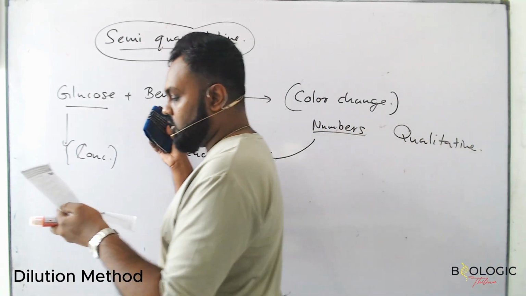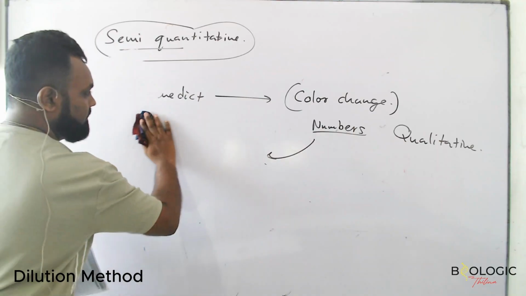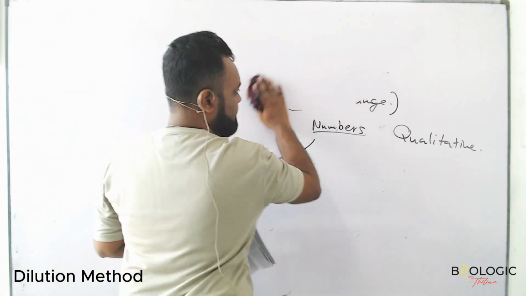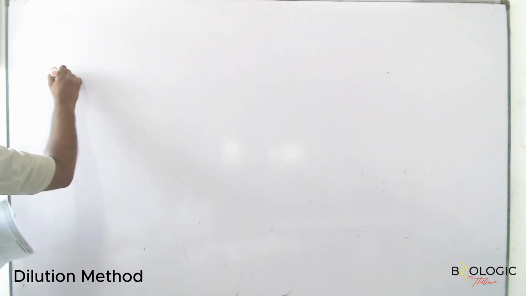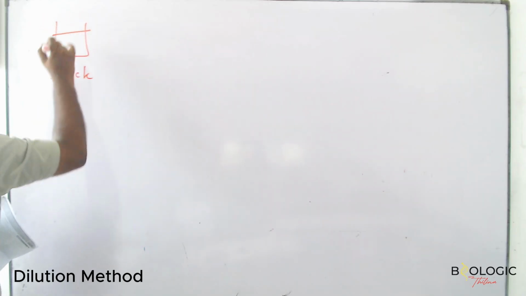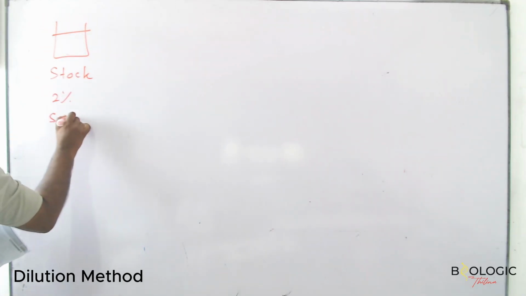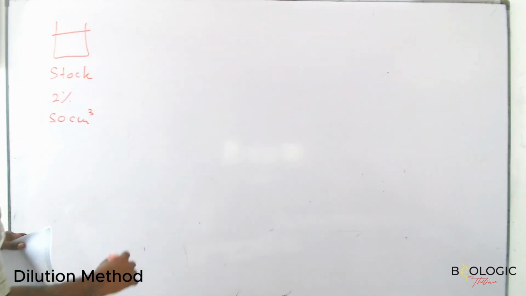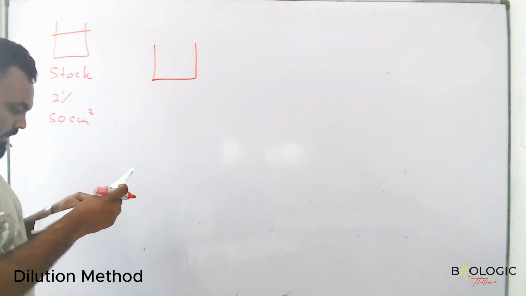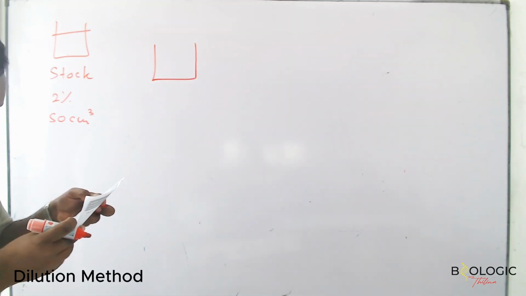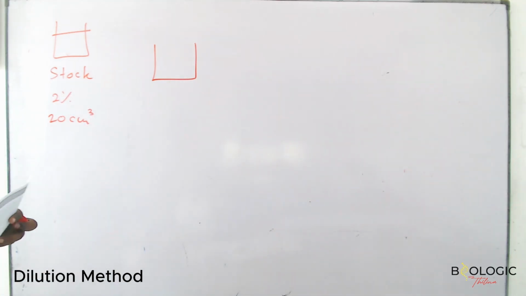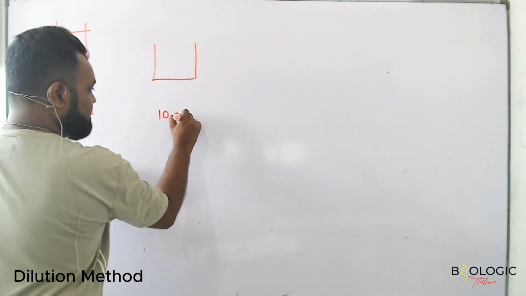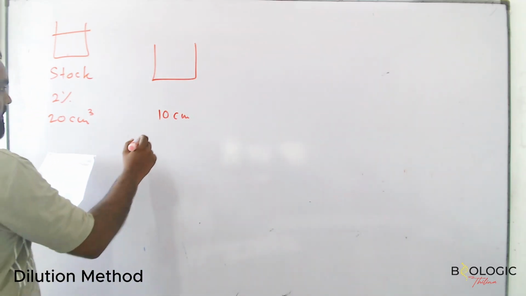So first of all, you have to plan a dilution method. Very easy to plan the dilution method. So what is the stock solution you are having? Stock you will have something like this, 2%, let's say 50 cubic centimeters, right? So you need to prepare. In this case you need to use only 1 cubic centimeter, 50 is too big. So let's make 20. So I am supplying you 20 only. That's enough. Okay. Then you need 10 of each, because okay, let's make it 25.